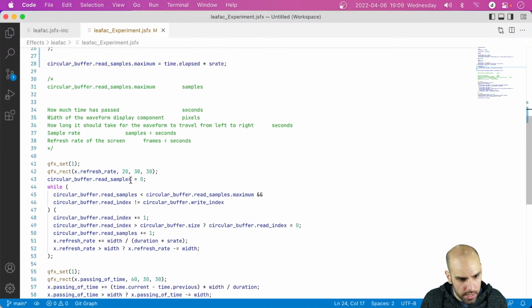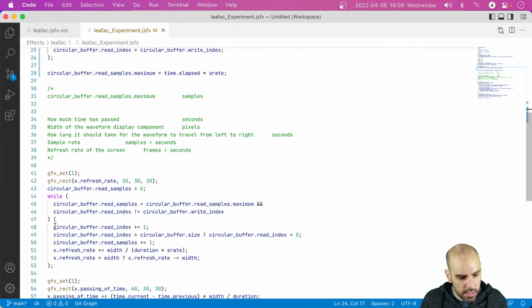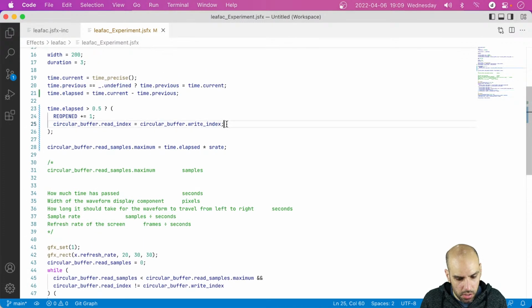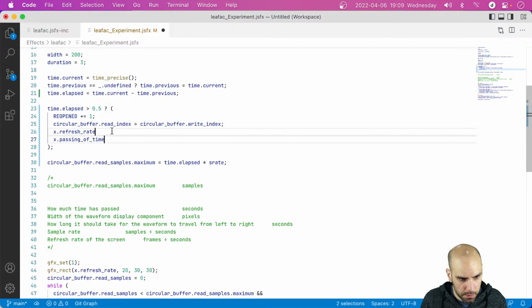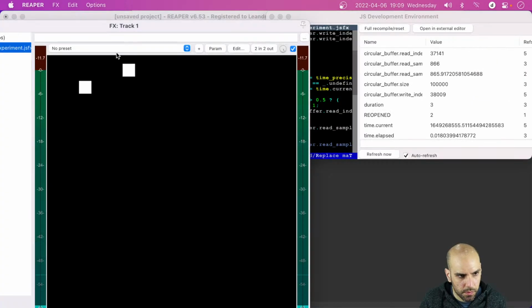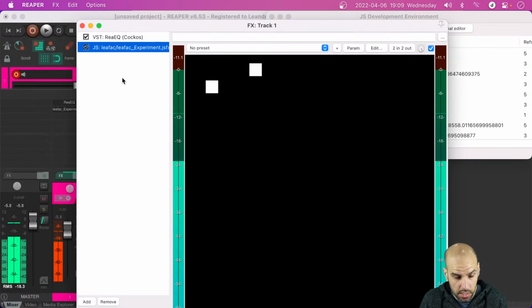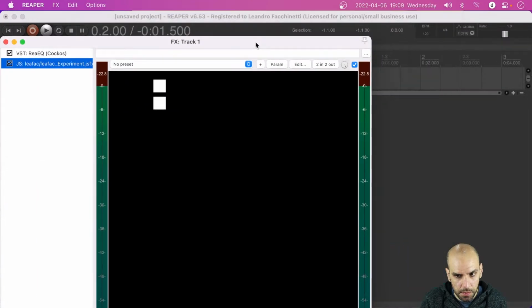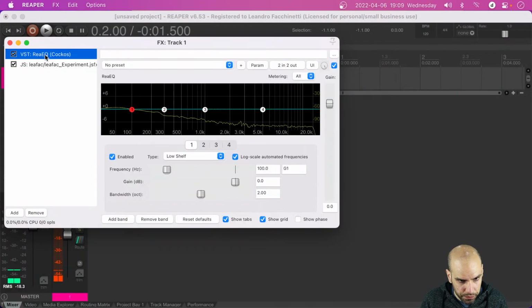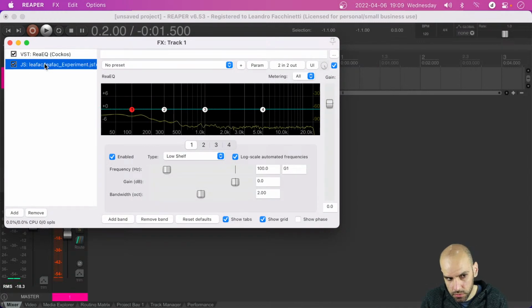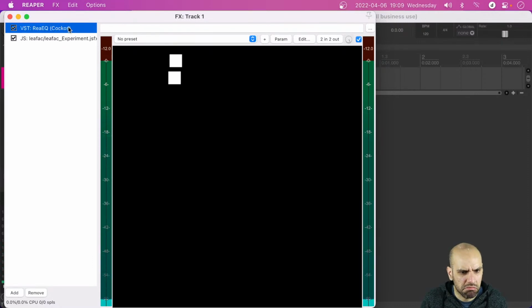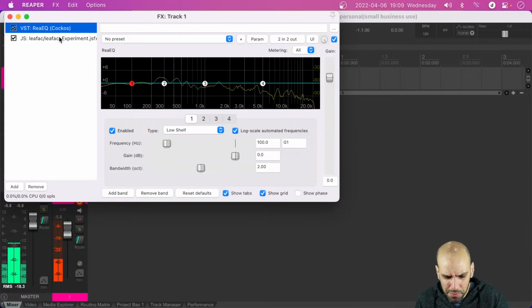Oh, I should also reset. Yeah, I forgot to reset some things. I should reset the X refresh rate as well as the X passing of time. I will snap them back to the left. And with that, they should always start on the left when I reopen, and they should be in sync every time. They are in sync. They start on the left, and they are in sync. Not perfectly, but good enough.